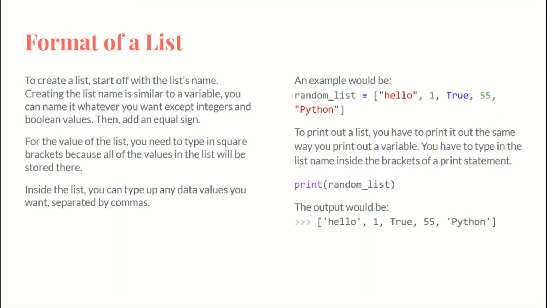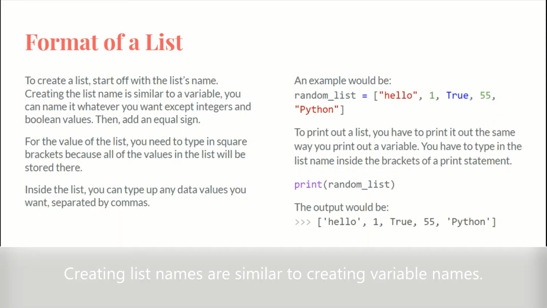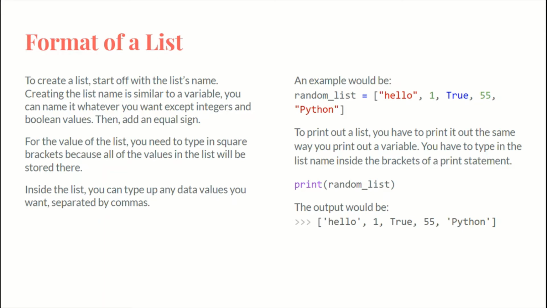To create a list, start off with a list's name. This is very similar to a variable. Then, add an equal sign right after the name of the list. For the value of the list, you need to type in square brackets because all of the values in the list will be stored inside those square brackets. Inside the list, you can type up any data values you want, separated by commas. Here is an example of a list.